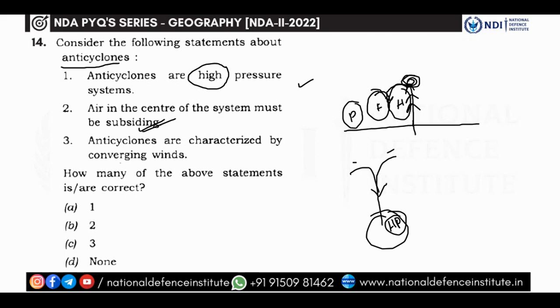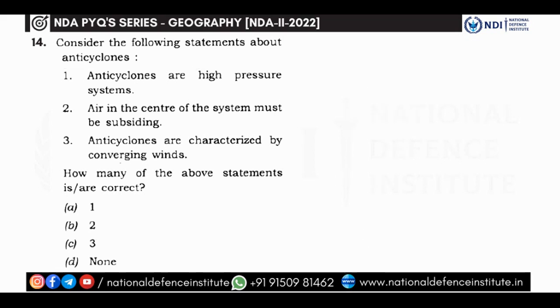So anticyclones are characterized by converging winds. Yes, of course, here it is converging. So the answer is your option C. How many statements are correct? 3. All the statements are correct. Okay. We'll go for the next question.